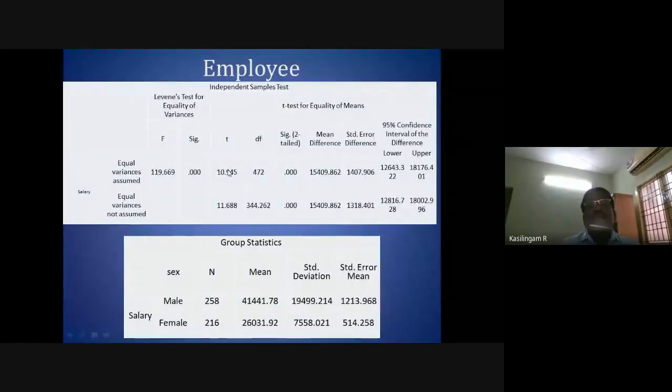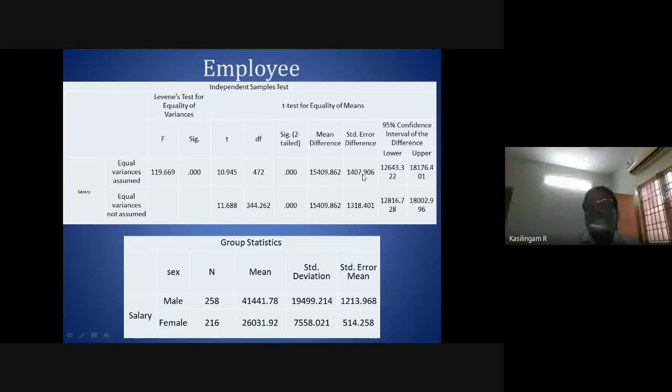Now, here degrees of freedom. We know degrees of freedom. 474 sample. Here two groups. 474 minus 2, 472. So see how many? 254, 8, 116. So totally 474. 474 minus 2 degrees of freedom. Now we know the mean difference.